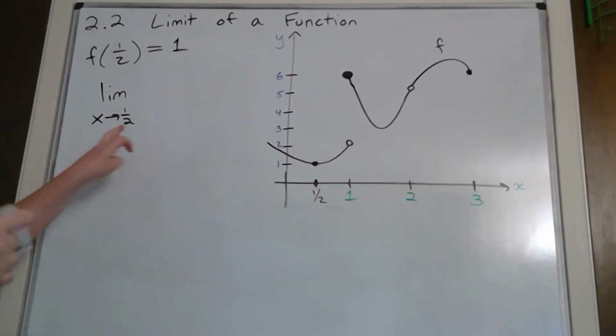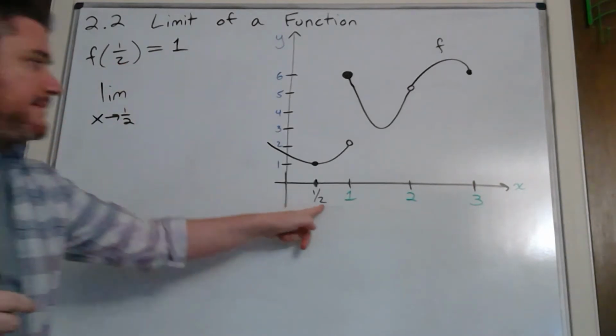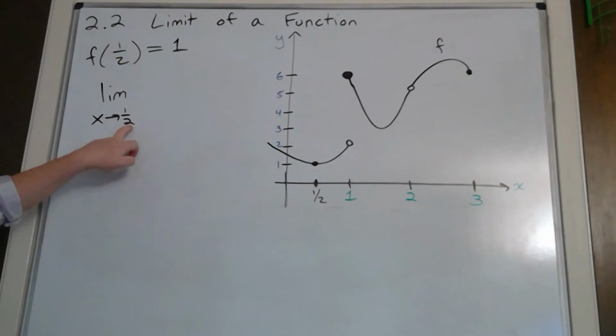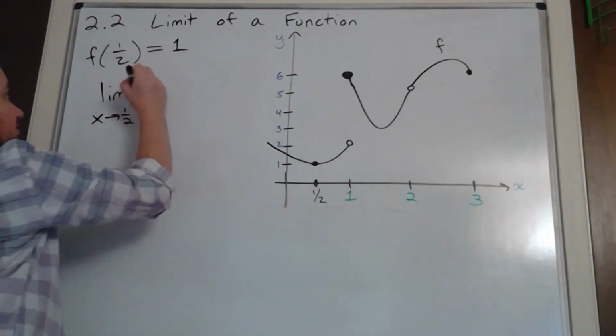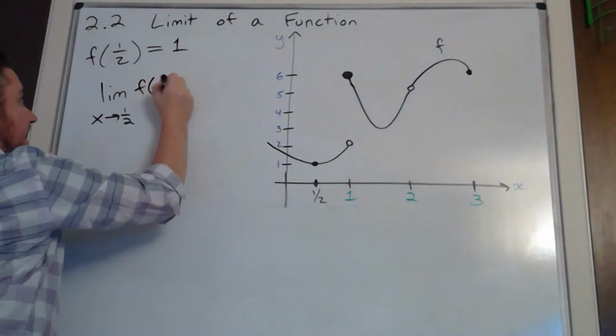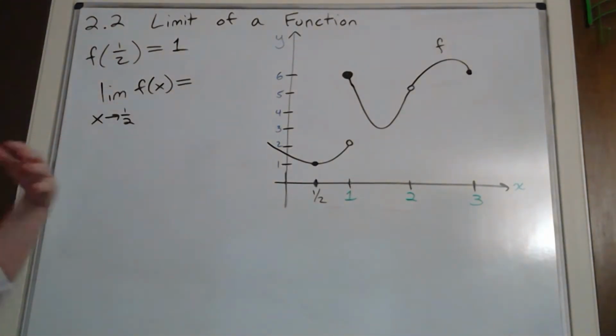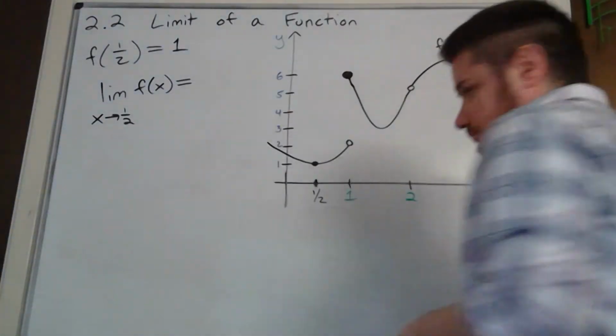It means not if I plug 1/2 into the function, right? I know if I plug 1/2 in, I just get 1, right? But as x approaches 1/2 of this function, and here I'm going to write f of x, so you would typically include the x right there. In other words, as this x value approaches 1/2, where's f of x going? Where's the function going? Okay?